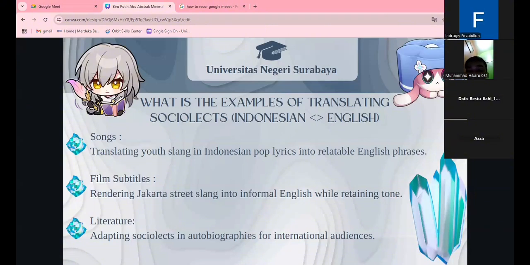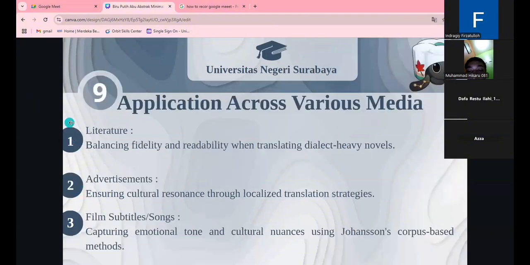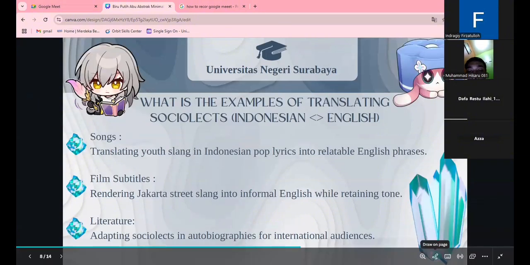Now we talk about examples of translating sociolects from Indonesian to English. Let's dive into Stig Johansson's corpus-based strategies to make these examples come alive. Songs: youth slang in Indonesian pop lyrics can be translated into relatable English phrases that resonate with a young audience.